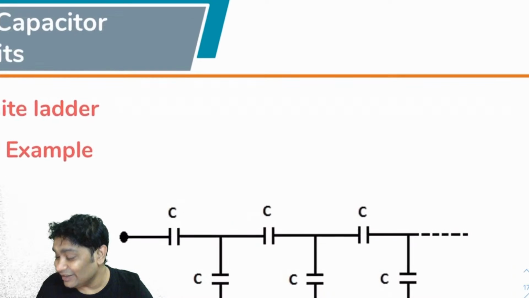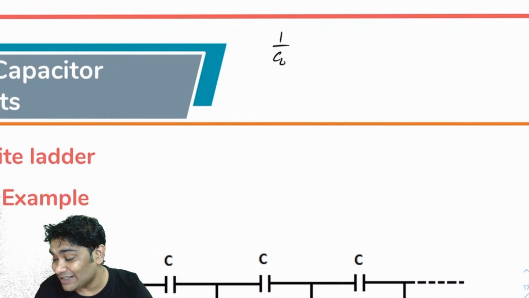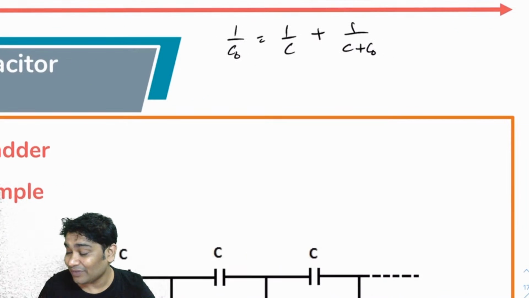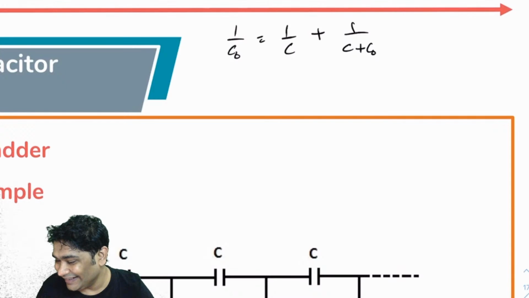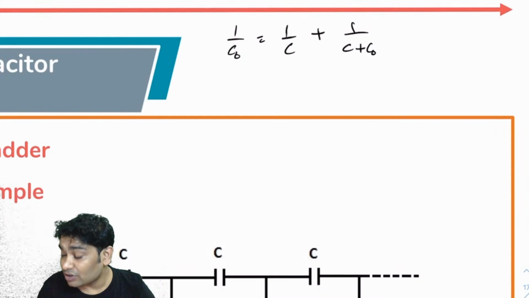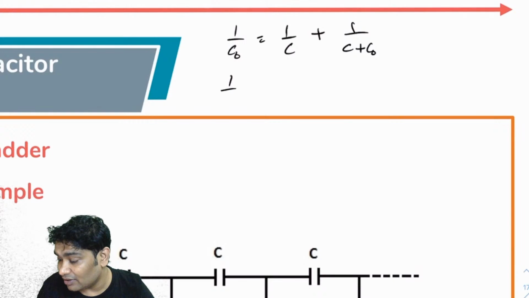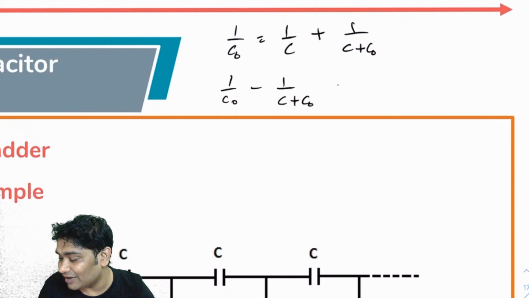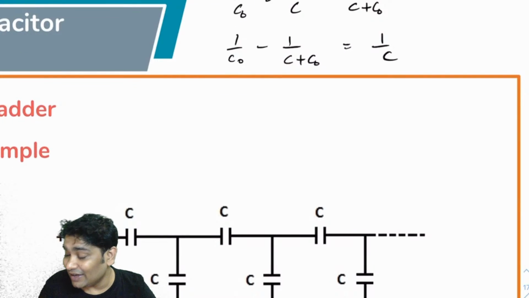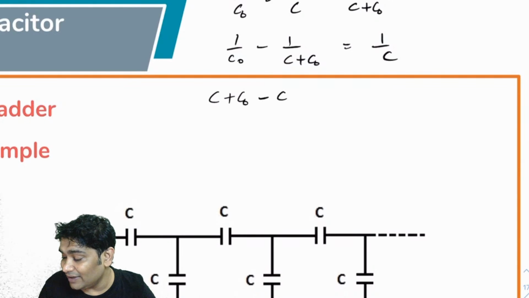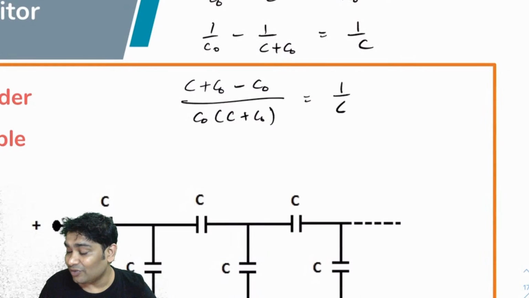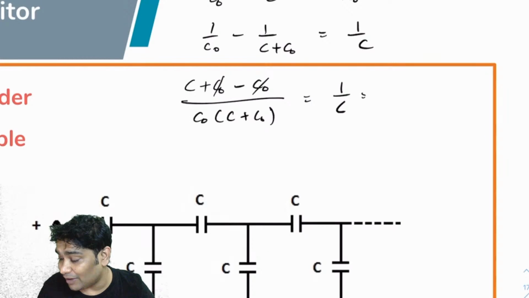Oh yes, Mahendra I think is giving me the answers already. Oh, that is great. So now I can say that 1 over C naught would be equal to 1 over C plus 1 over C plus C naught. So let's start taking the LCM. So what do you get? 1 over C naught minus 1 over C plus C naught equals 1 over C. So here I can say C plus C naught minus C naught over C naught times C plus C naught equals 1 over C.